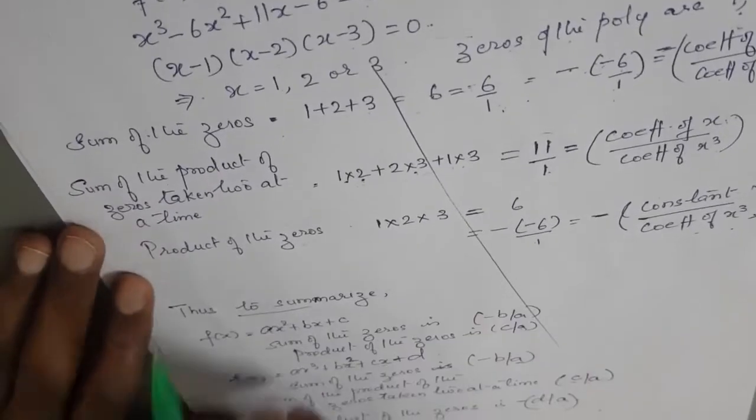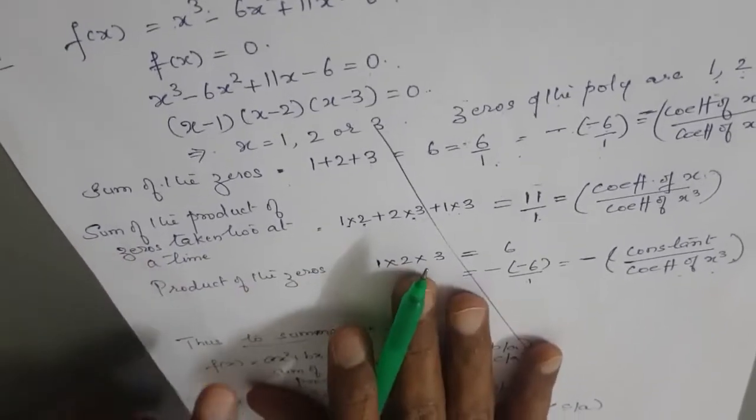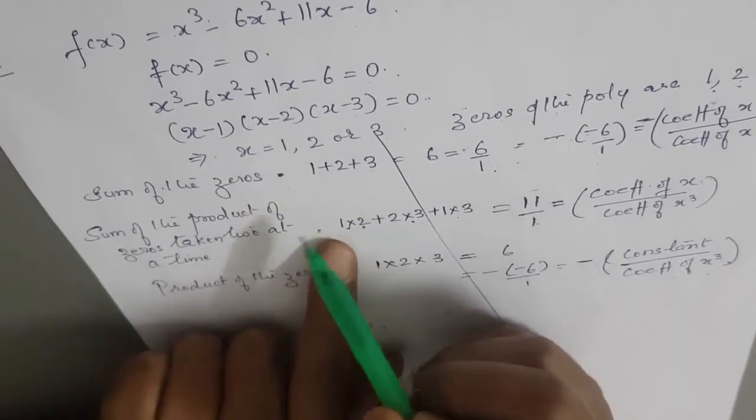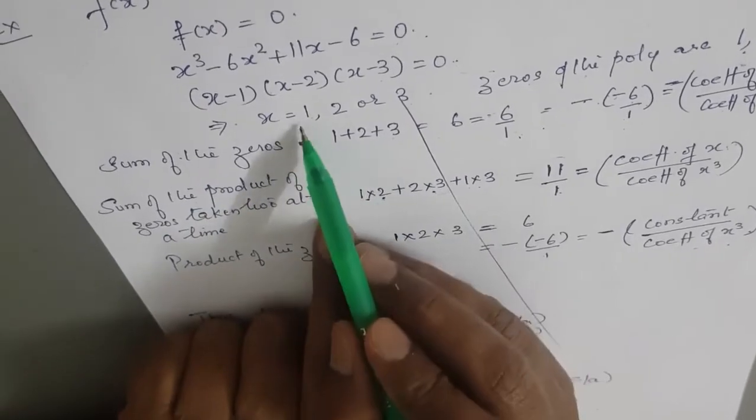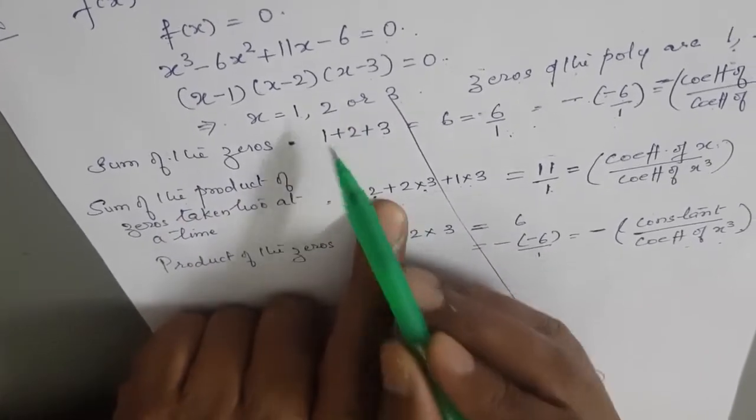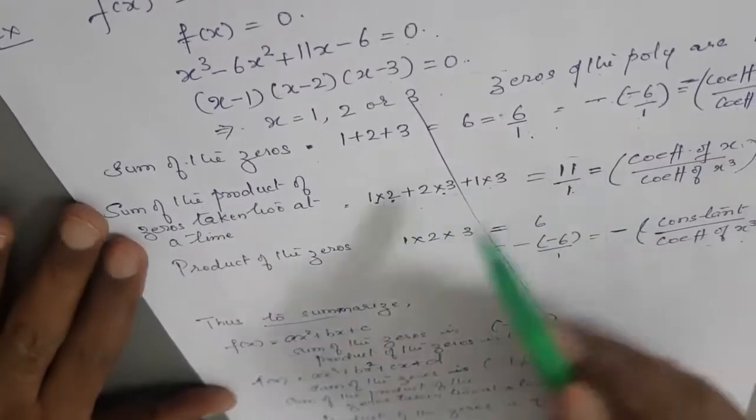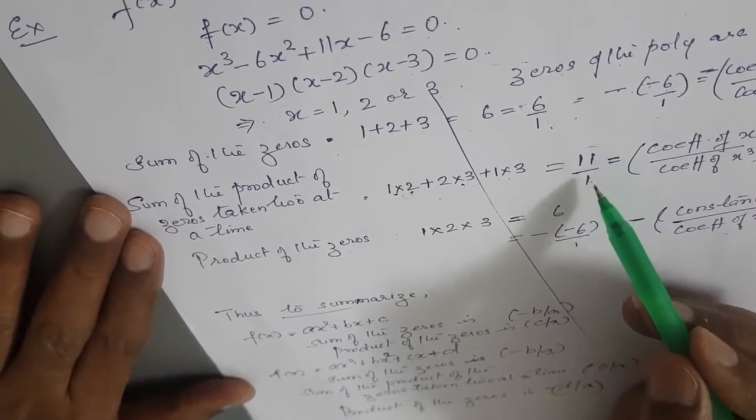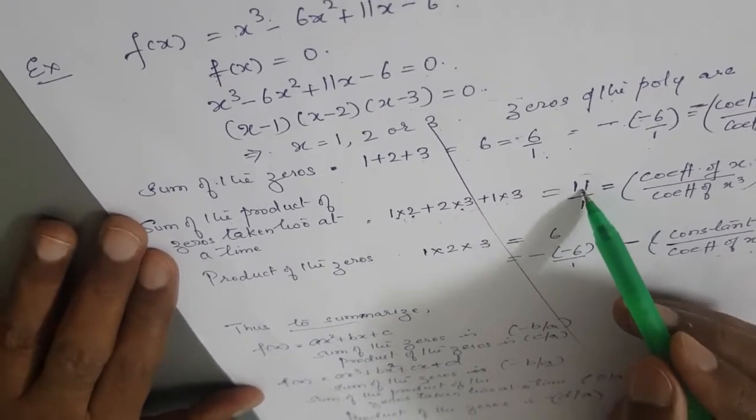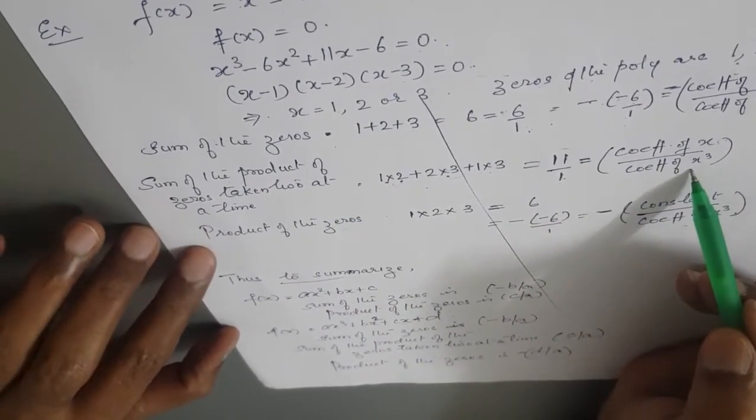Now next is sum of the product of zeros taken 2 at a time. So how will you find out the product? Sum of the product of zeros taken 2 at a time. 1 into 2 plus 2 into 3 plus 1 into 3, and the sum of this comes out to be 11, and 11 can be written as 11 by 1. And what is this 11? 11 is the coefficient of x. So I'll write this as coefficient of x upon coefficient of x cube.